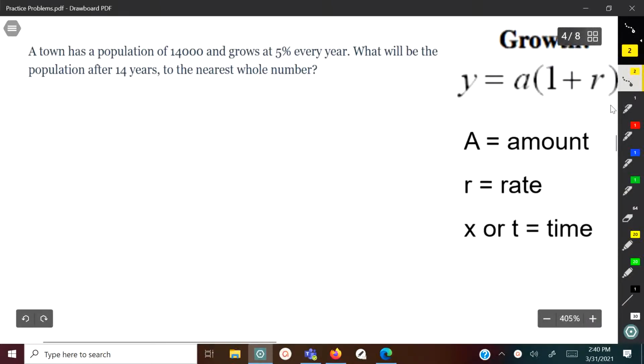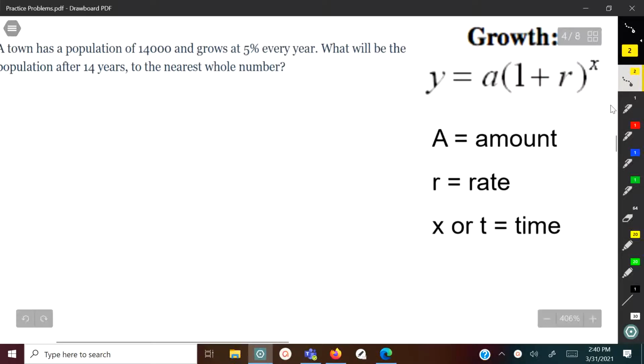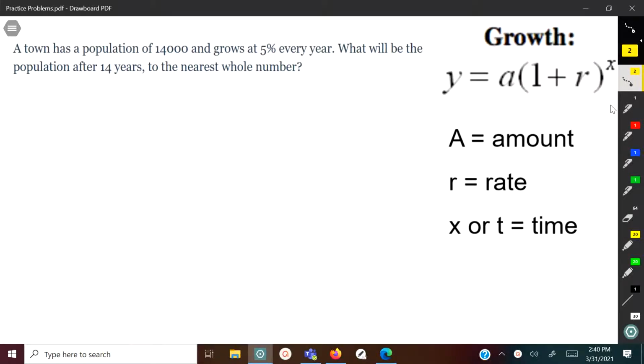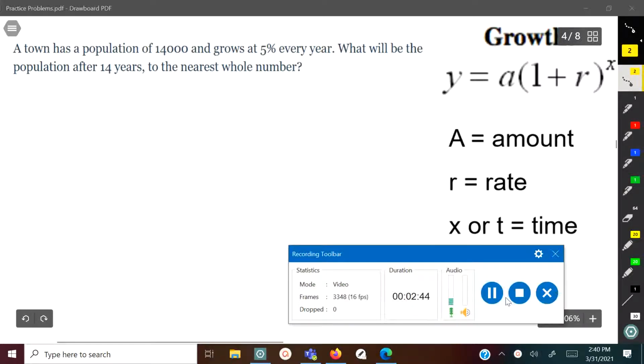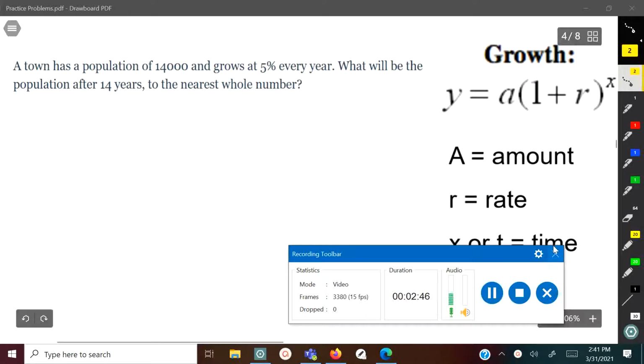Alright, let's see, can you get all this in here? Yes. Alright, so a town has a population of 14,000 and grows 5% every year. What will be the population after 14 years to the nearest whole number? Okay, so the best thing to do is first determine if it's a growth or decay.